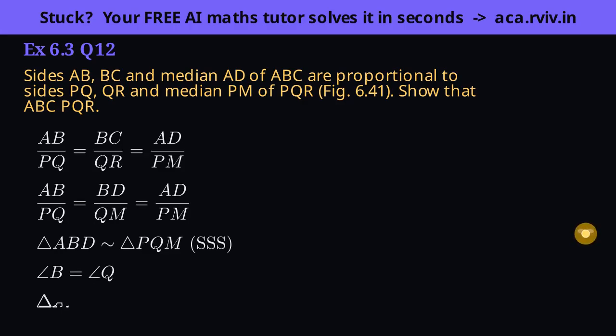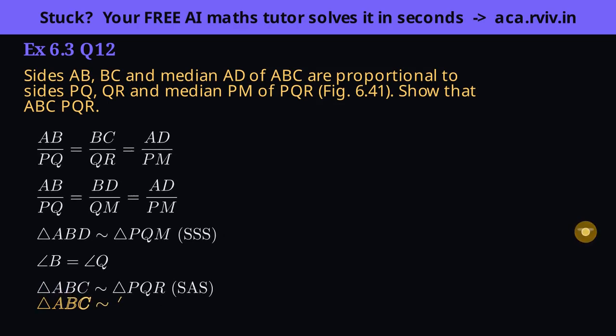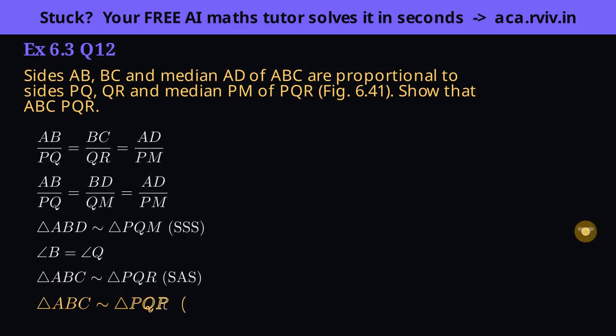Now AB, BC proportional to PQ, QR with the included angle B equal to Q gives SAS on the big triangles. In sight, doubling a median into the full side is the bridge from a median ratio to a proper SAS or SSS argument.